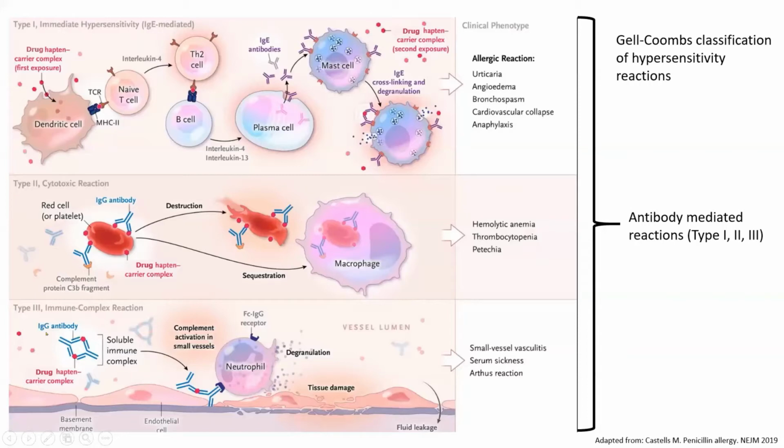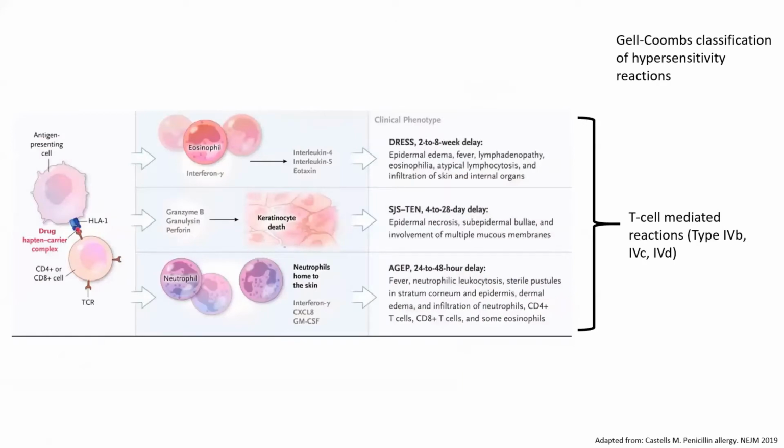Type 3 is when the damage is caused by immune complex deposition, most of the time on the blood vessel walls or on the kidneys. There is activation of the complement and activation of the neutrophils that damage the tissue by releasing their mediators. So classic things: serum sickness, Arthus reaction, very rare now to find, small vessel vasculitis. So those were antibody mediated.